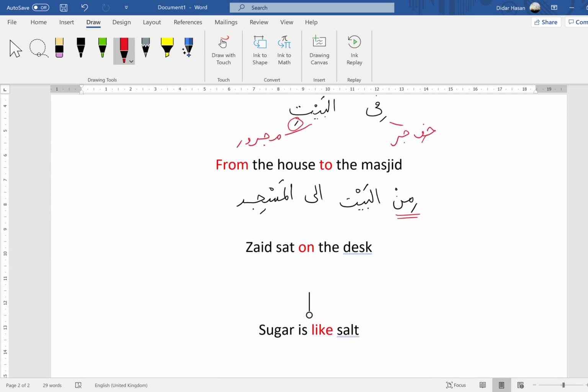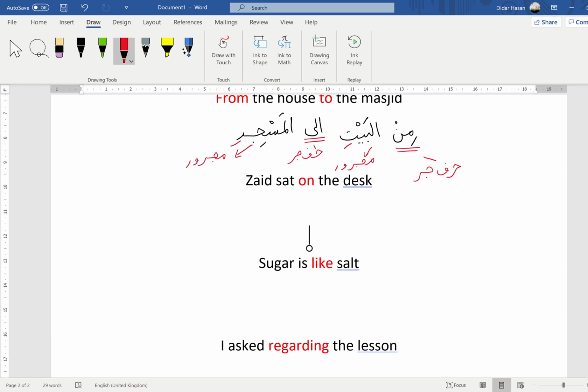So the min is a harf al-jar over here, and next to it is the majrur. So the min will give the word next to it a kasra. That's why it's al-bayti. And ila is to, which is another harf al-jar. So we'll give the next word a kasra. So it will be masjidi. Okay, so it's very simple. Let's label it harfu jar, and this is majrur, and this again is the harfu jar, and this is the majrur.